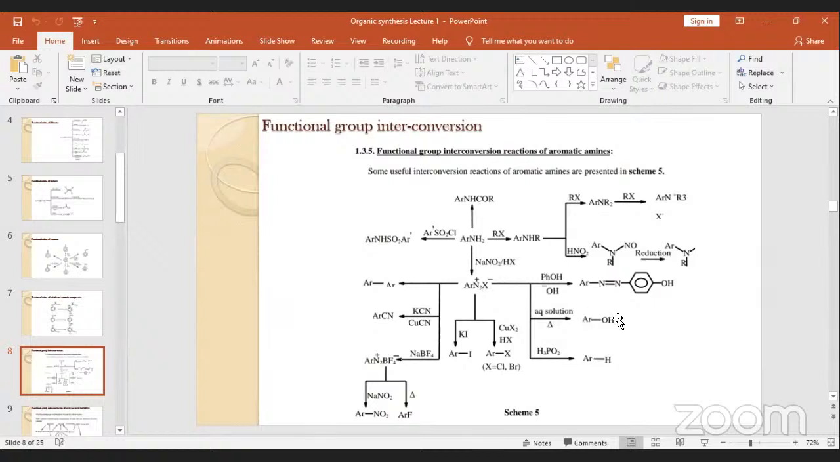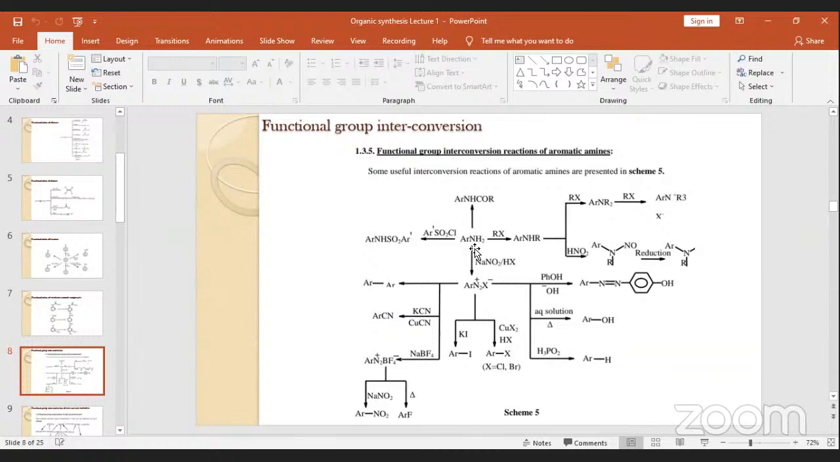From an amine, you can get a phenol. For example, you are taking aniline. Let us say you are taking aniline, and by doing this diazotization, you will get phenyl diazonium chloride that will be converted to phenol. So, for example, if someone asks you how aniline can be converted to phenol, this reaction is the best reaction. Okay, and even you can replace NH2 by the hydrogen.